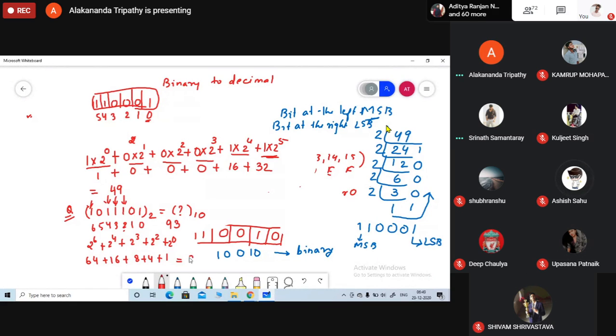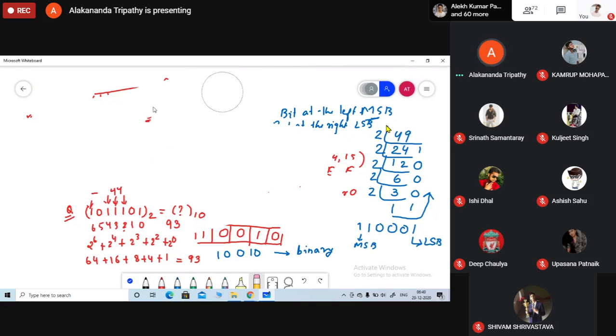So when we add these numbers, the answer is 93. All of you clear how we convert a binary number to decimal? Yes, ma'am. Okay. Next we are going for one octal number, then we will start our bitwise operators.